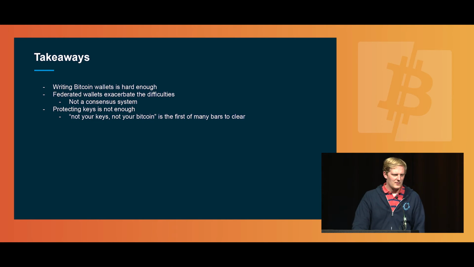So the takeaways: writing Bitcoin wallets is hard enough by itself. Any true Bitcoiner writes their own wallet and then rage quits. Federated wallets are just worse. There's a lot of things to consider. We'll always find another bug and we have to fix it, a little corner case that we haven't thought of. It's not a consensus system, so in some ways it's even more difficult than writing the consensus on the sidechain. In many ways it is. And protecting the keys is not enough. So, not your keys, not your Bitcoin. It's pretty pithy, but it's the lowest bar you have to jump, and then you have to jump much higher as the value goes up. So, thank you.